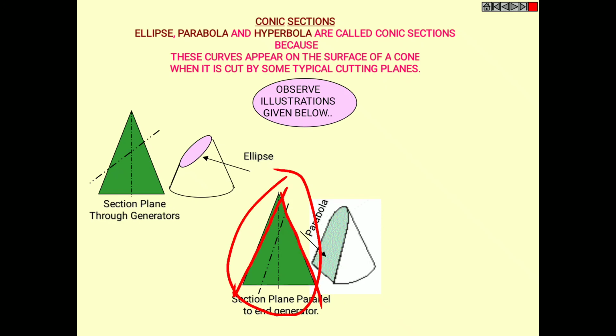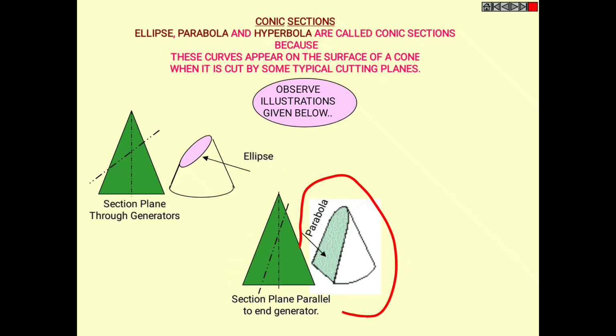So if it is cut by a section plane parallel to that end generator, and that portion is removed, and we see the cut portion, the curve appears like a parabola, that you can see over here in three-dimensional view. So this is the curve of a parabola.